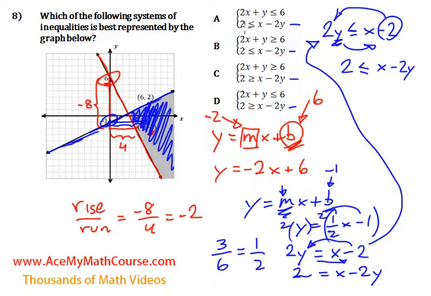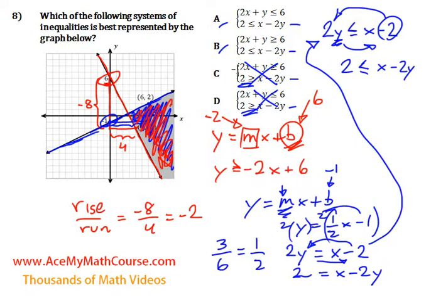So it's either A or B so far. We have eliminated these because both these answers have 2 is greater or equal to x minus 2y, and we know that's not the case. We have 2 is smaller or equal to x minus 2y. Great. What about the red line? Well, the shaded area is above the red line. So we have y is greater or equal to -2x plus 6.